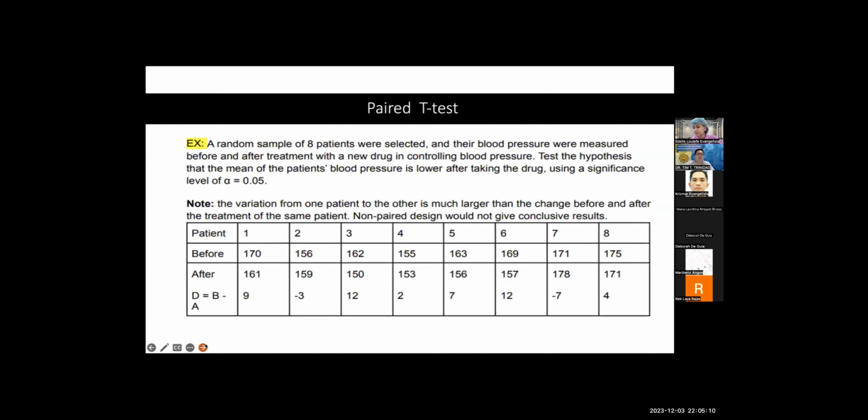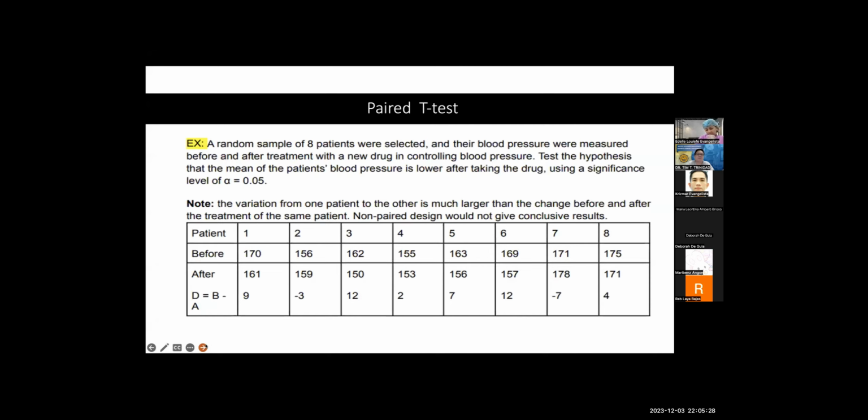Okay, so now here, going back to the paired t-test, again, this test is used to test the same mean twice. Yun po yung sinabi ko kanina. So 2 groups, okay, of which the samples are actually related to each other.